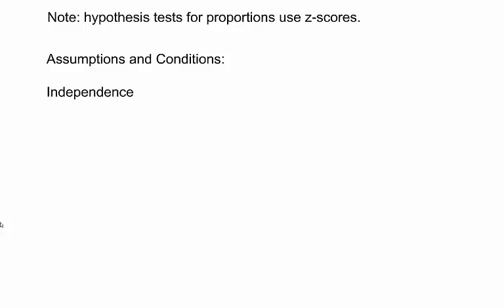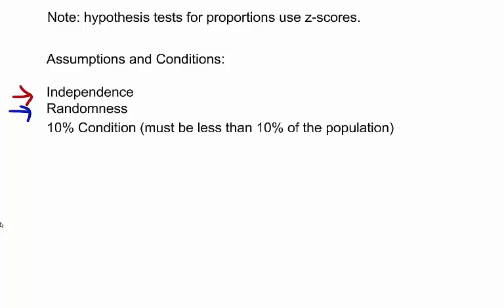When conducting hypothesis tests for proportions, we need to also take into consideration certain assumptions and conditions. First, we must consider independence. In other words, our samples need to be independent of one another. Randomness. Our samples should be randomly selected from a population. 10% condition. Our sample must represent less than 10% of the population.